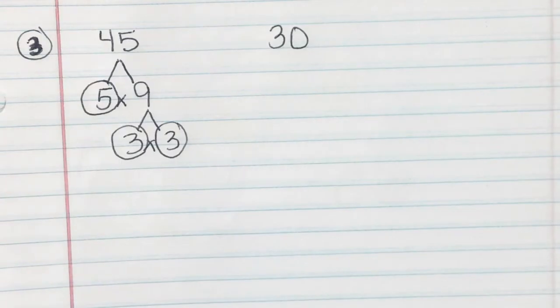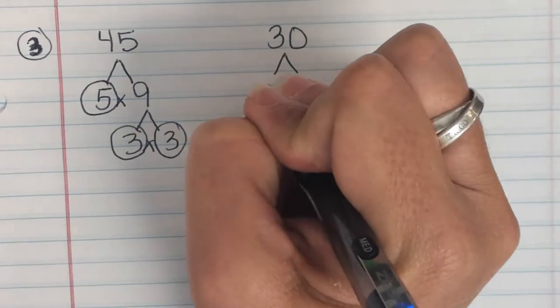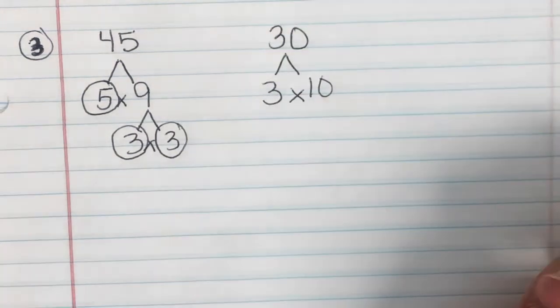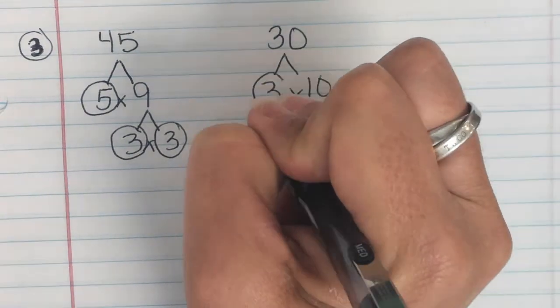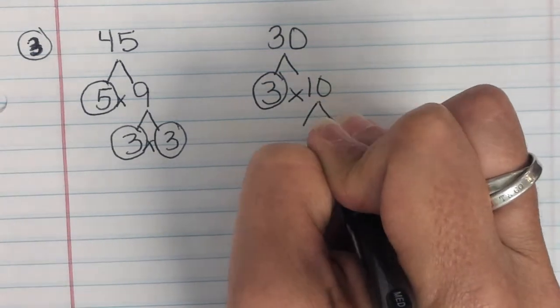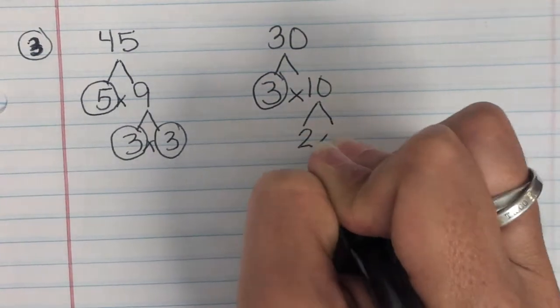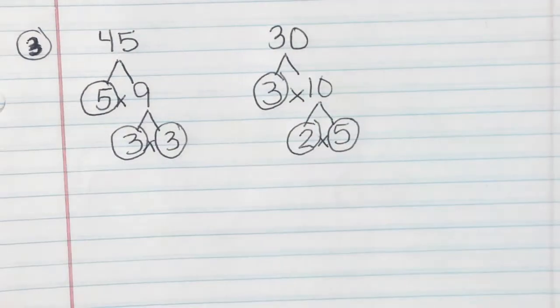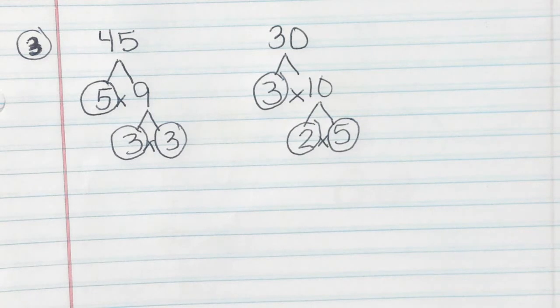I have finished each branch with a circle. That's the key. Okay, now I'm going to go to the 30. What equals 30? 3 and 10? Okay, you could do 5 times 6. It is fine. 3 and 10. Circle a 3. 10 would be 2 times 5 or 5 times 2. It doesn't matter what order you go in. We're all going to circle the same thing.